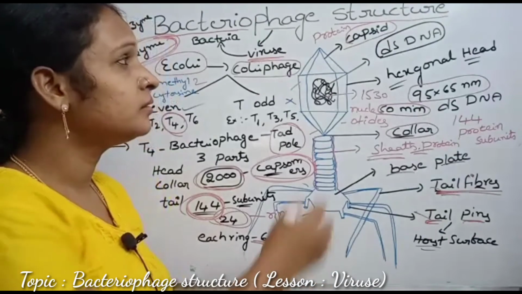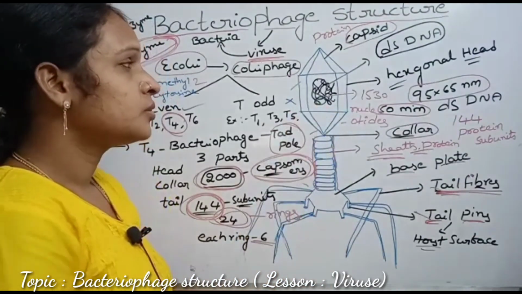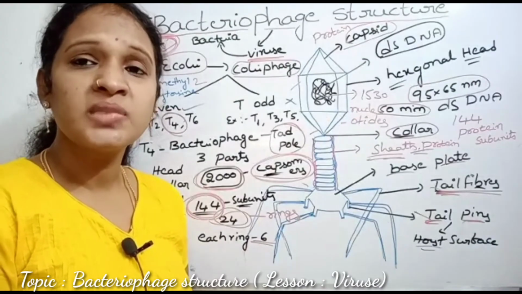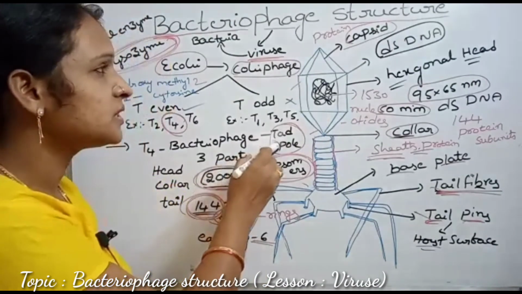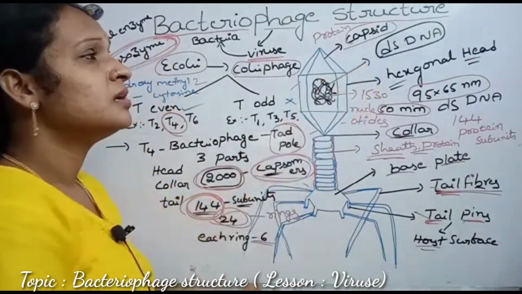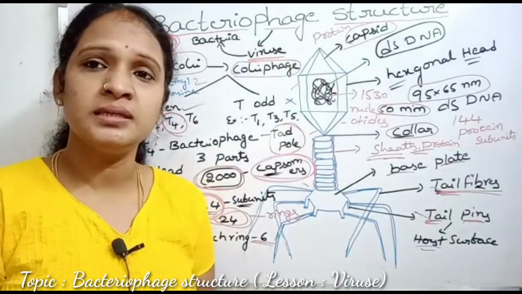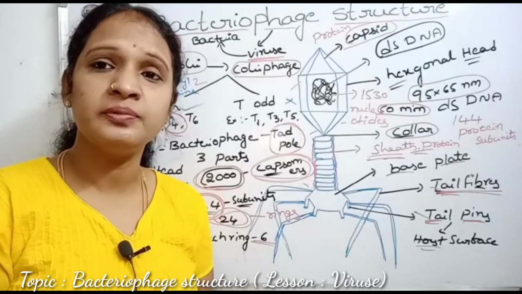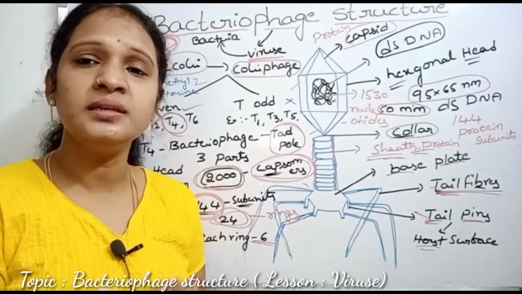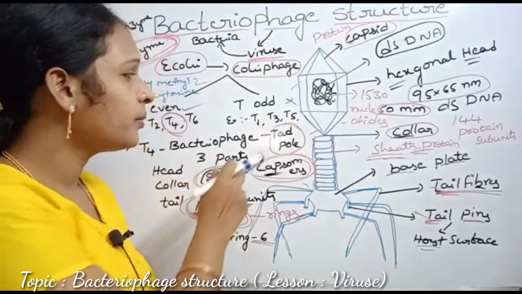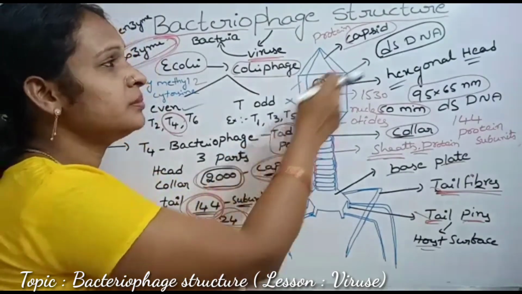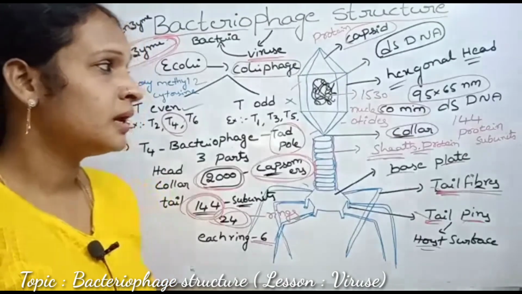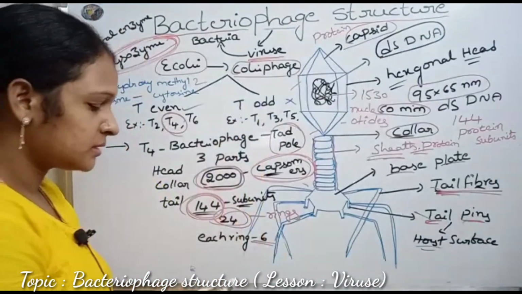An important question: the T4 bacteriophage is tadpole shaped and its genome is double-stranded DNA. It is a 2 marks question for inter second year students. What is the shape of the T4 bacteriophage and its genome? The shape is tadpole, and the genome is double-stranded DNA.